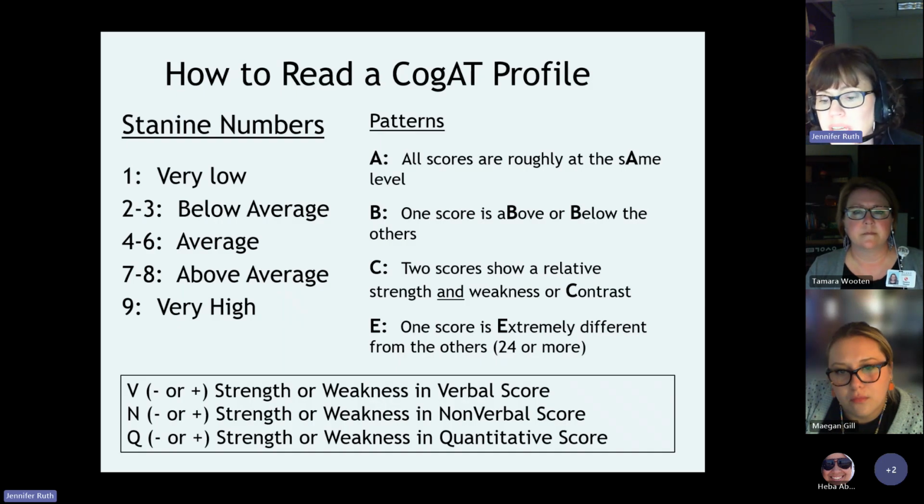Now, that first part, the stanine, is in that first column there. Those are your stanine numbers. The next part of a CogAT profile is the pattern.